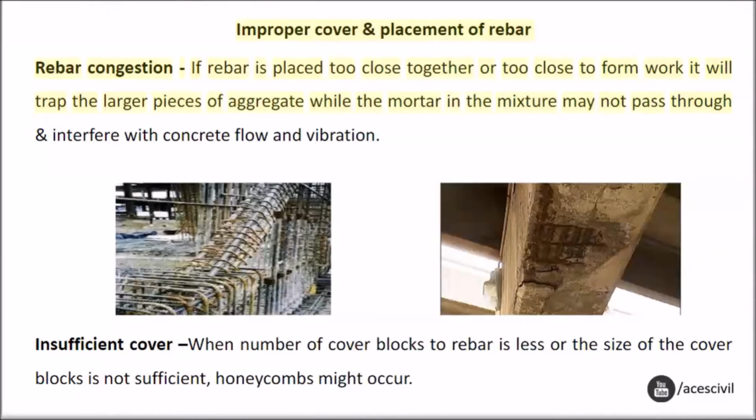Improper cover and placement of rebar. Rebar congestion. If rebar is placed too close together or too close to formwork, it will trap the larger pieces of aggregate while the mortar in the mixture may not pass through, and interfere with concrete flow and vibration. Insufficient cover. When the number of cover blocks to rebar is less or the size of the cover blocks is not sufficient, honeycombs might occur.